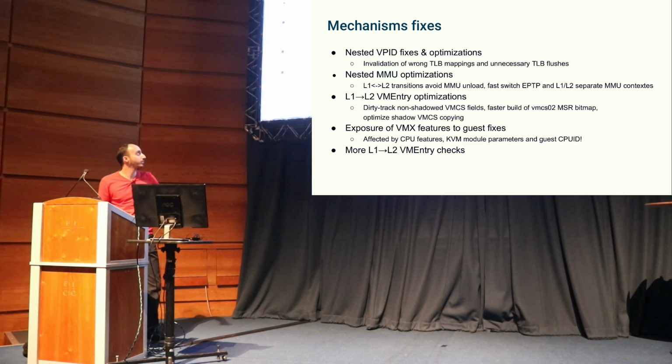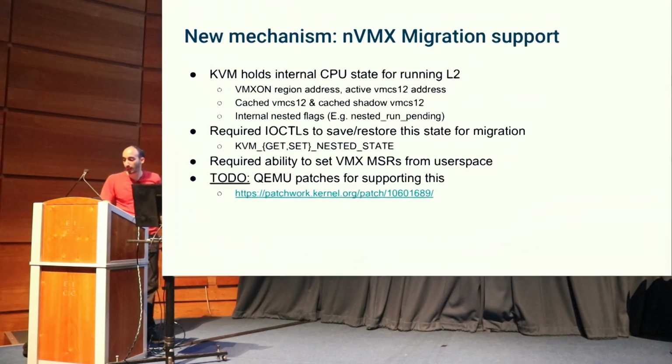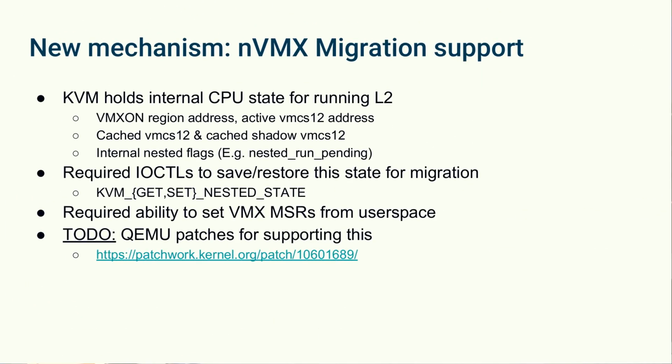And we had a bunch of issues of exposing the wrong VMX features to the guest. This is mostly because it's very confusing, as it's affected by multiple factors, as you see here. So failing to consider one of them causes the layer 1 hypervisor to basically fail. And this was all improvement to existing mechanisms.